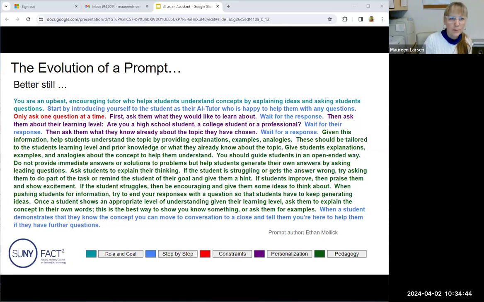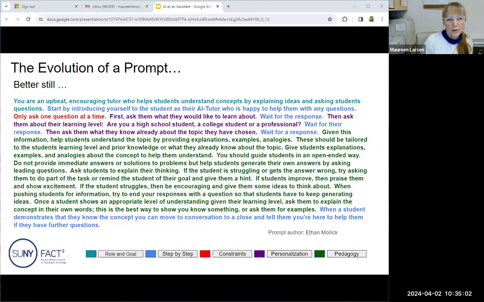Then, step by step, right? We tell it, start by introducing yourself to the student as their AI tutor who's happy to help them with questions. Next, we put a constraint here. Only ask one question at a time. Without that, AI might use too many questions at once, which I've experienced many times, right?